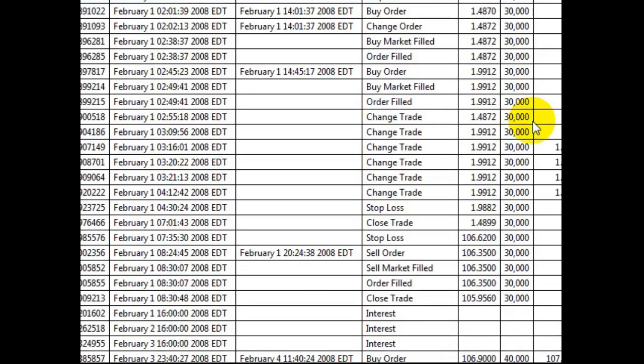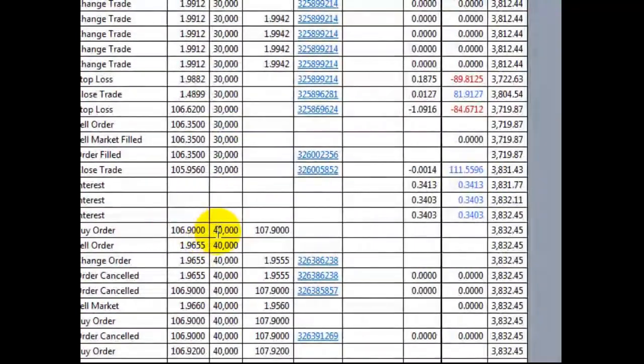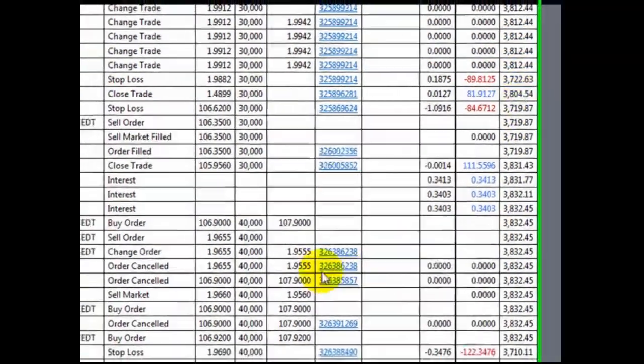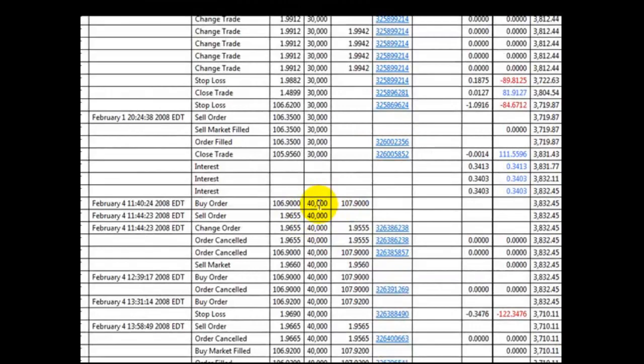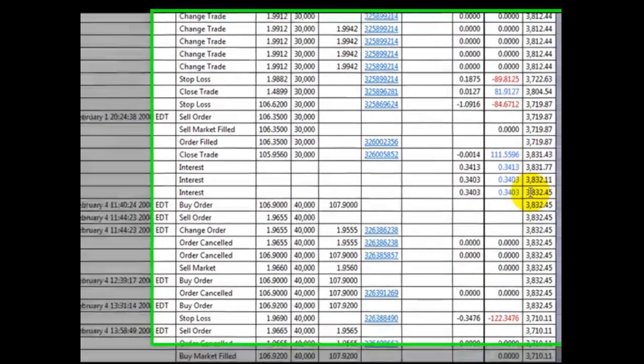You can see as we began February, in fact the 2nd or 3rd of February, I've taken that $3,900, I've rounded it up to $4,000, and I've applied a lot size of $40,000, which is 10 times $4,000.